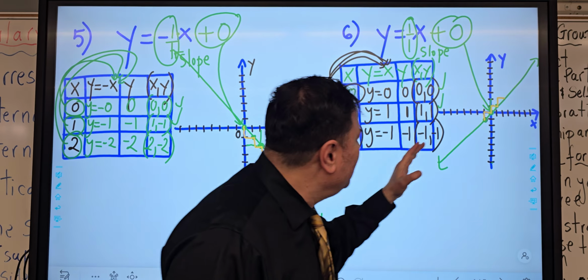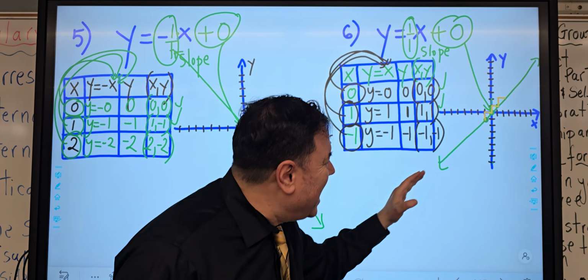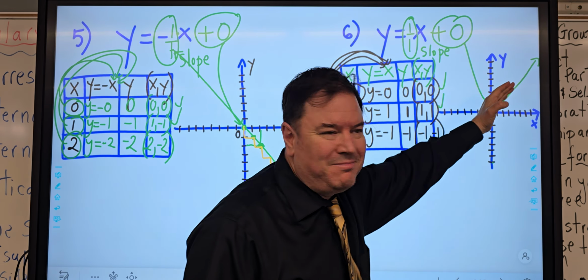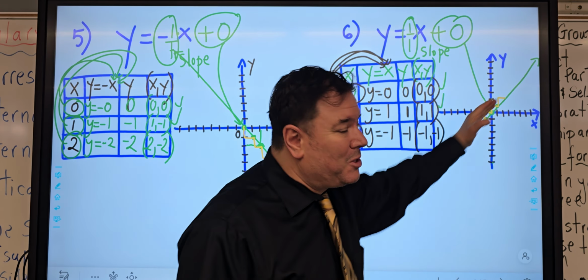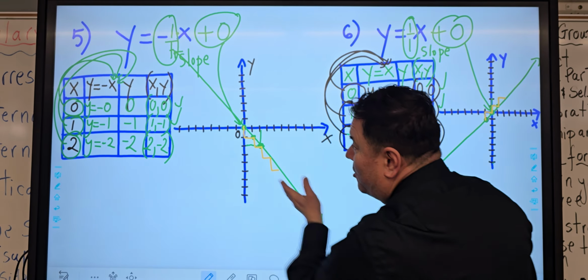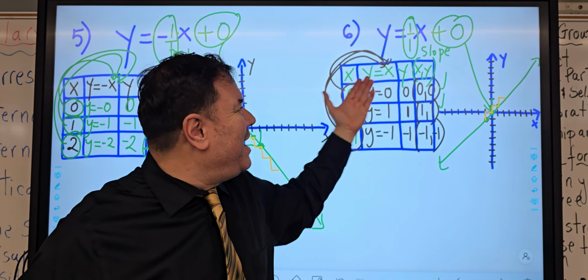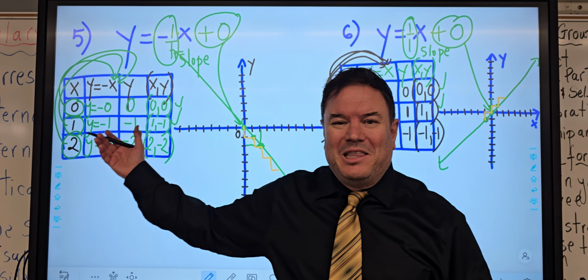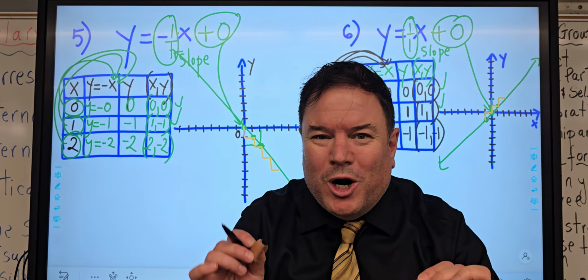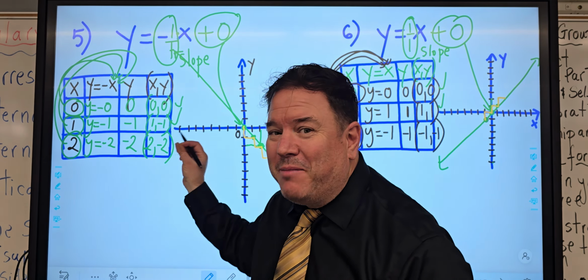Rise over run. When y equals x, the line goes to the right, diagonally through the 0, 0, through the origin. When y equals negative x, the opposite. It goes to the left through the origin. That's it. Y equals x, y equals negative x. Thank you all so much for watching. Now I know for sure you are pros in graphing linear equations using a table of values.